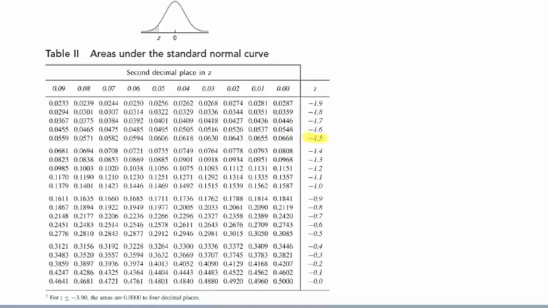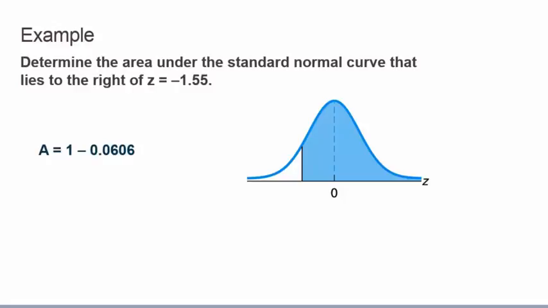So I have negative 1.5 and then 0.05, and they cross at 0.0606. Again, this is the area to the left of my z-score. So my next step is A equals 1 minus 0.0606, which equals 0.9394.